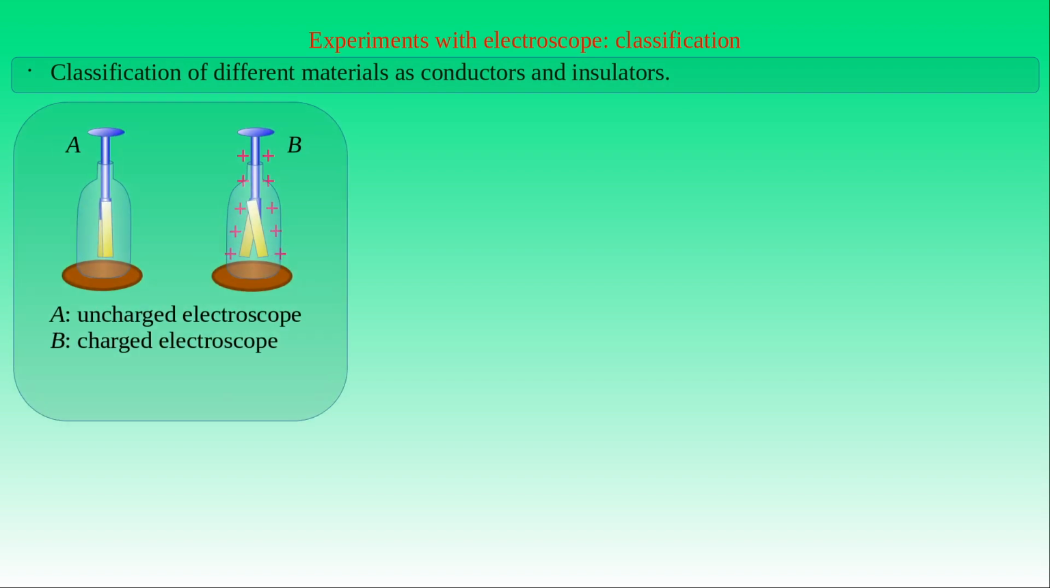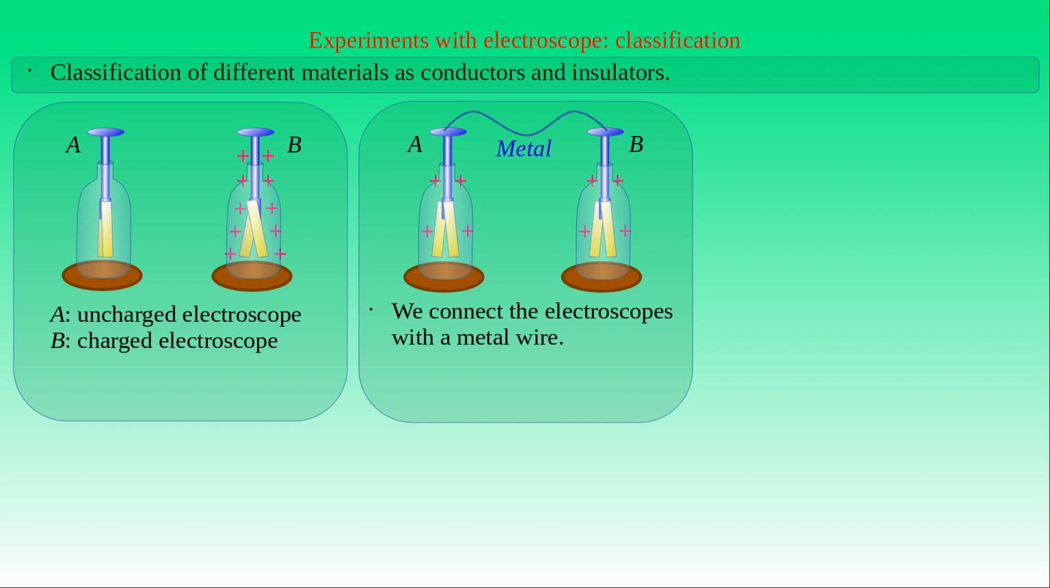We can use the gold leaf electroscope to classify different materials as electric conductors or insulators. If we have the same type of electroscopes denoted with the letters A and B, and we charge or electrify the electroscope B, then its gold leaves will spread apart, indicating the presence of charge on the surface of the leaves. Let us connect the charging plates of the electroscopes with a metal wire.